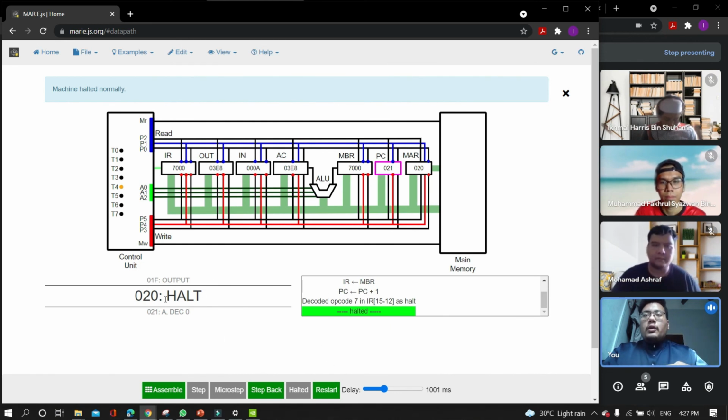At the end of the program, we halt. IR is 7000, and the output is 03E8. These numbers must be in hexadecimal. For IR, it is 7000; the output is 03E8, and the input is 00A. AC is 03E8. MBR is 7000, PC is 021, and MAR is 0220. So that's all for our presentation. Thank you.